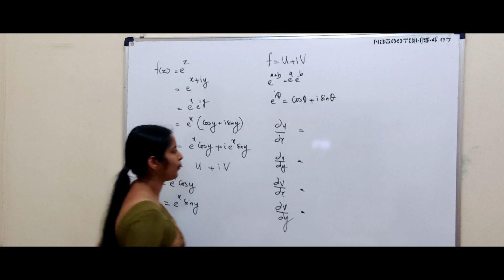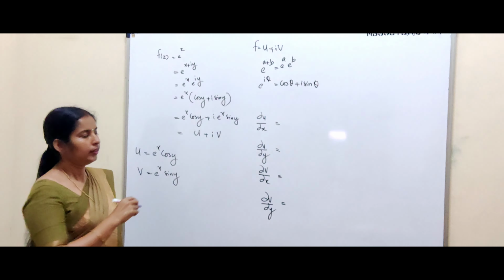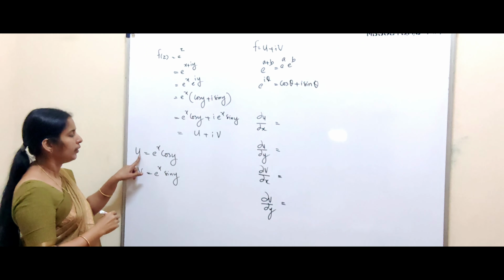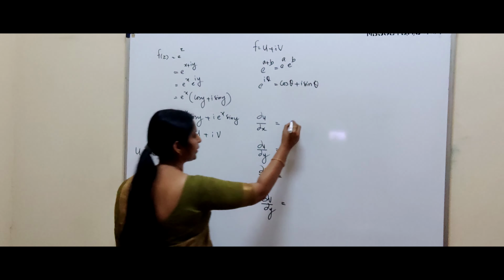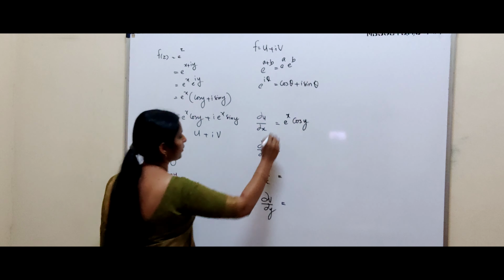We can write these partial derivatives very easily. For getting ∂u/∂x, you have to keep y as a constant. So cos y is a constant. What's the derivative of e raised to x? It is e raised to x.